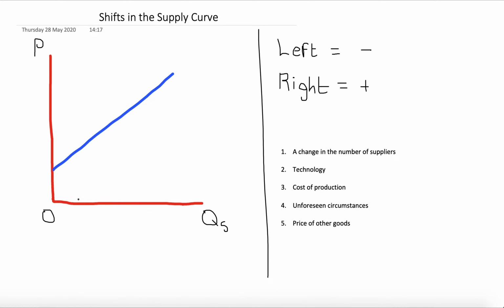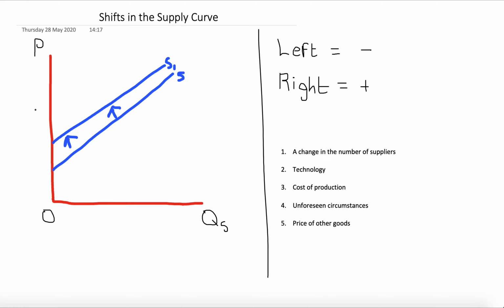And it's the exact same as with demand, where a shift to the left means a decrease in supply, and a shift to the right means an increase in supply, okay? So if we were to shift to the left, this would be a shift to the left, and these should be parallel. I can do a little S here, and S1. These should be parallel to each other.